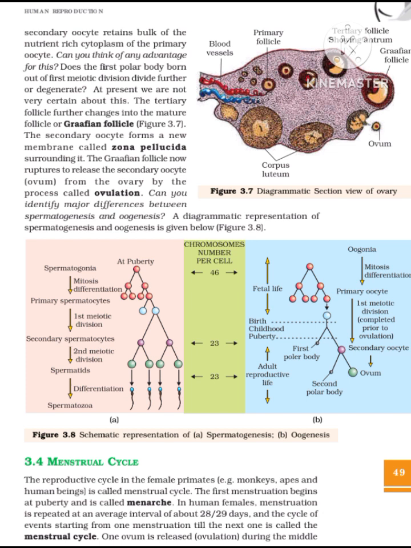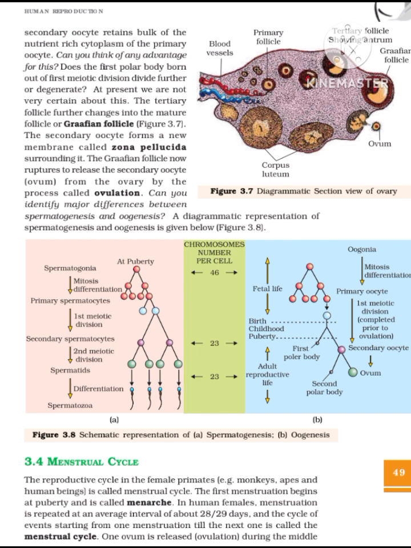3.4 Menstrual cycle. The reproductive cycle in the female primates, e.g. monkeys, apes and human beings, is called menstrual cycle. The first menstruation begins at puberty and is called menarche. In human females, menstruation is repeated at an average interval of about 28-29 days, and the cycle of events starting from one menstruation till the next one is called the menstrual cycle.